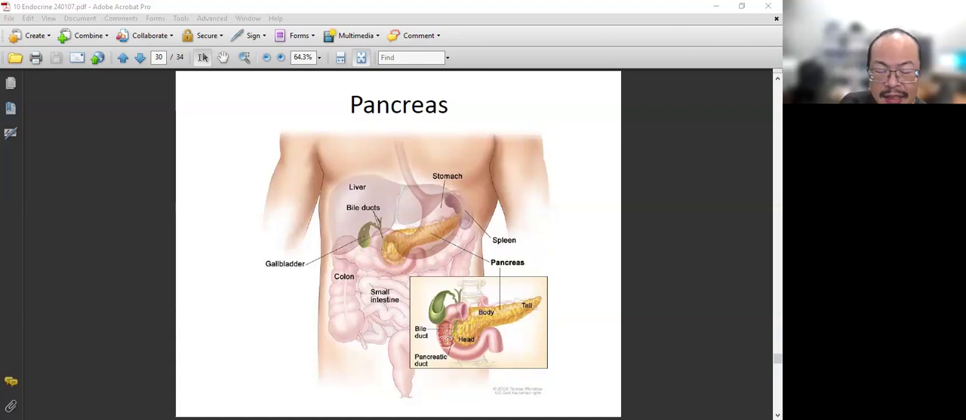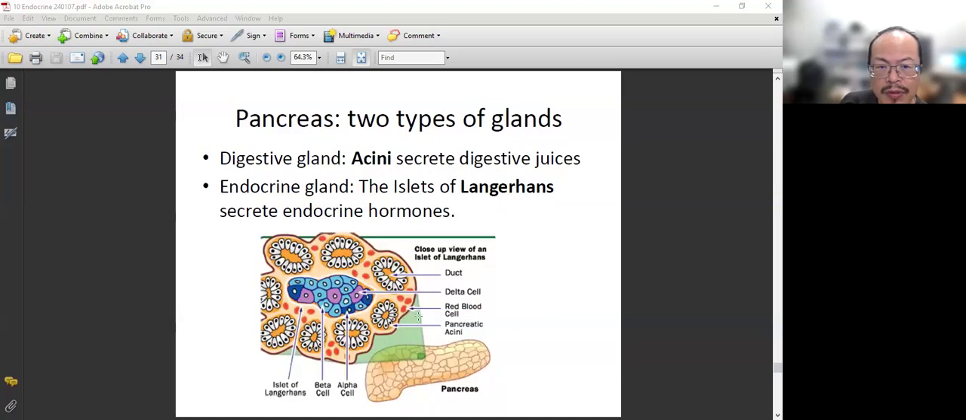These ductal cells are called acini. So here, these are called acini. Acini are part of the digestive system, so that's not what we are talking about today. What we are talking about today is another group of cells right here.